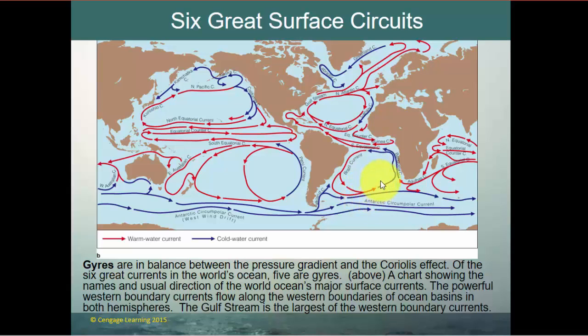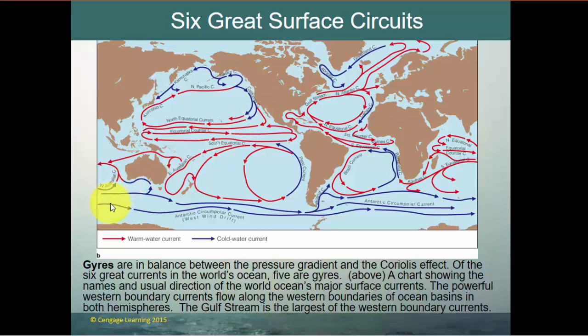Again, the Benguela current in South Africa is carrying cold water to the equator. The Brazil current is carrying warm water south. The East Australian current is carrying warm water south. The Peruvian current is carrying cold water north. There's the Kuroshio and the California, as we said.